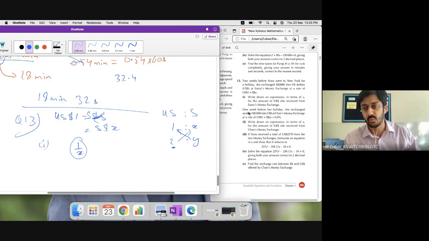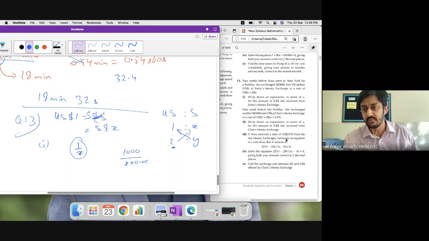Second says 1 week before her holiday, she exchanged another dollar 10,000 to US at money exchange at the rate of this. So now the rate has been increased. Write down an expression in terms of X for the amount of US dollars he received from Chang's money exchange. So the amount was 1,000 and the conversion rate is X plus 0.05.